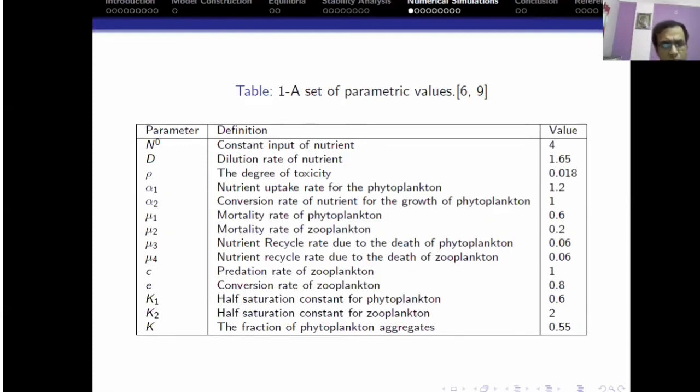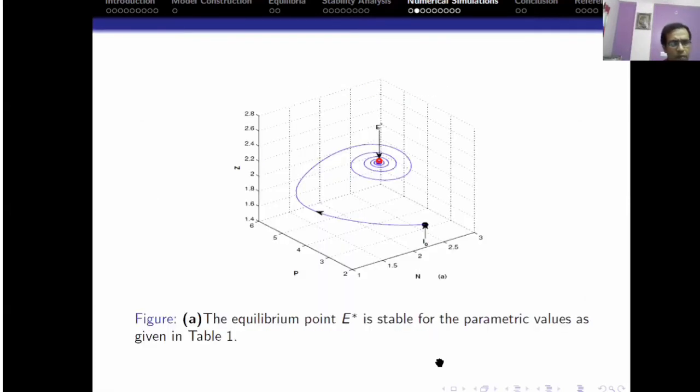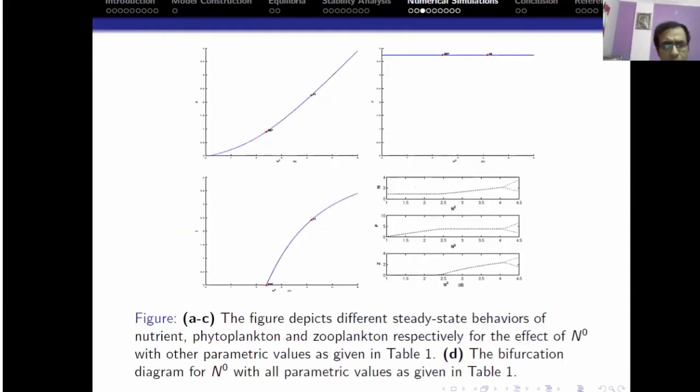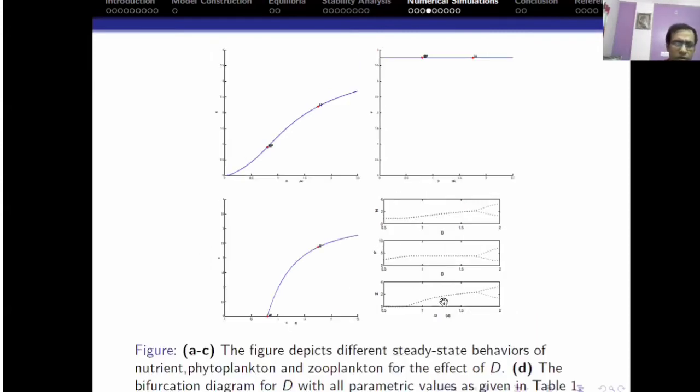Now we study the numerical simulation of the system. So first we choose the given set of parameter values. And for the given set of parameter values, we see that the system is locally asymptotically stable at E star. Now we vary the parameter N0. Here you see this is the Hopf point and this is the branch point. Here you see that when constant input is increasing, then the system shifts from stable to unstable behavior. And when we decrease the value of N0, then we see that zooplankton goes to extinction. And here, this is the bifurcation diagram for N0.